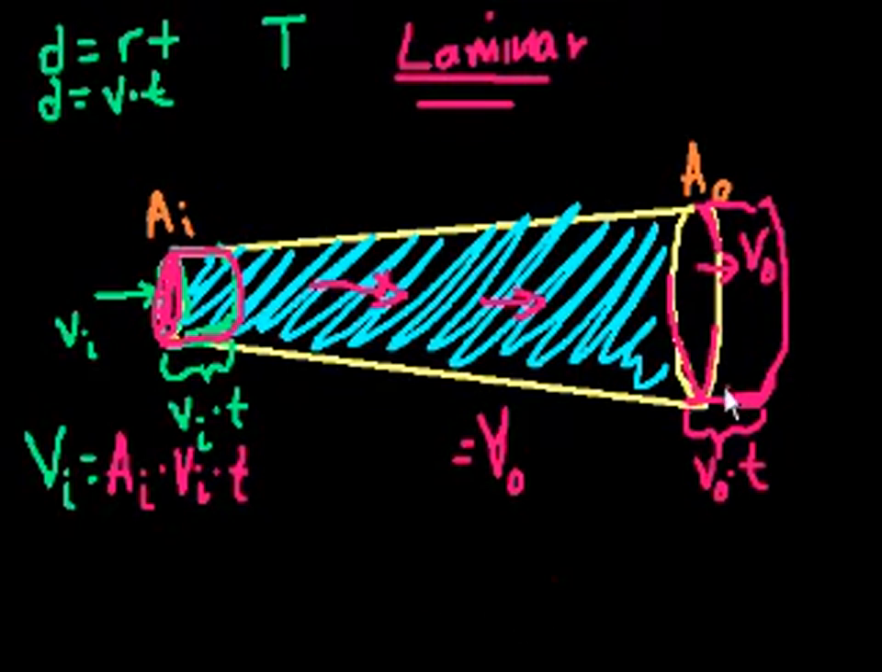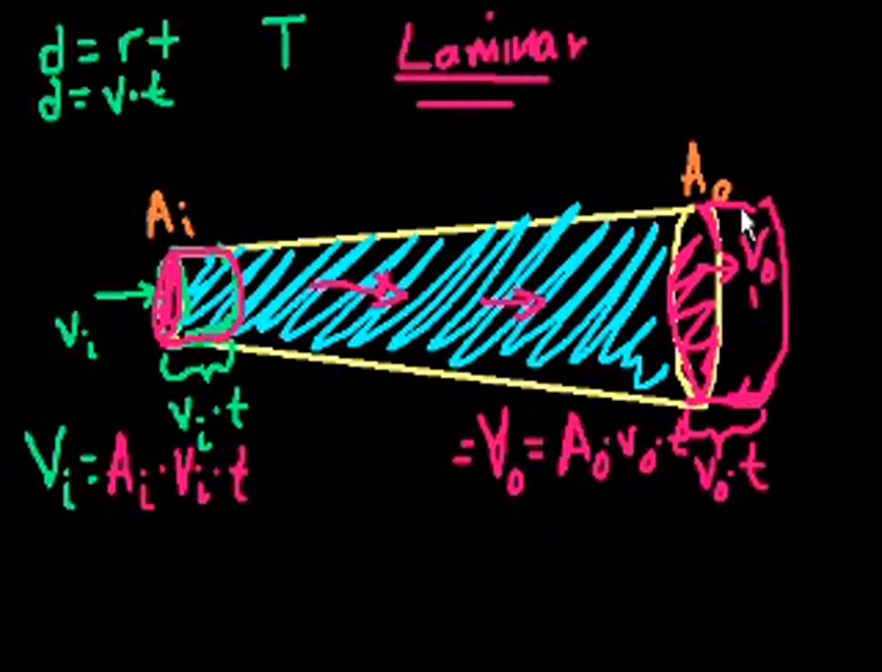right? So what is the volume that has come out in our time t? Well, it's just going to be this area times this width. So the output volume over that same period of time is equal to the output area of this pipe times the output velocity times time. And once again, I know I keep saying this, but this is kind of the big aha moment, is that in that amount of time, the volume in this cylinder has to equal the volume in this cylinder.